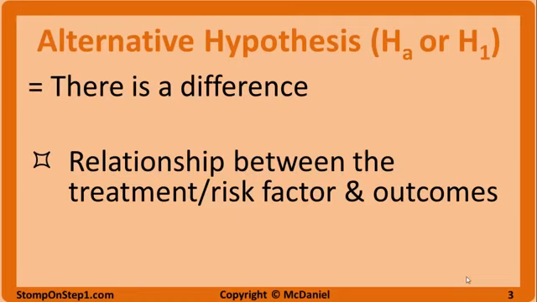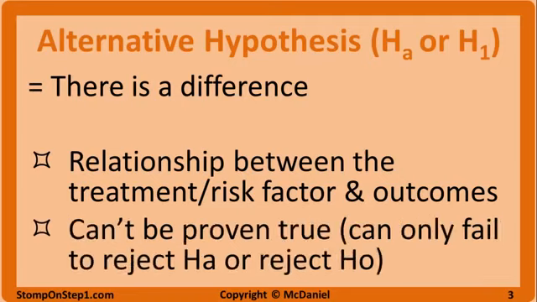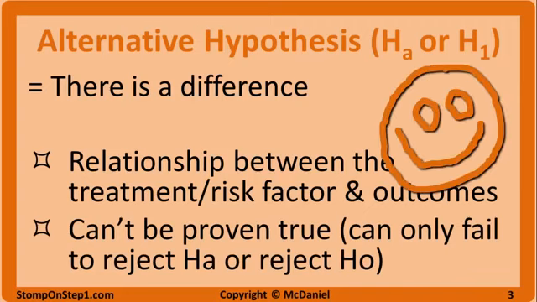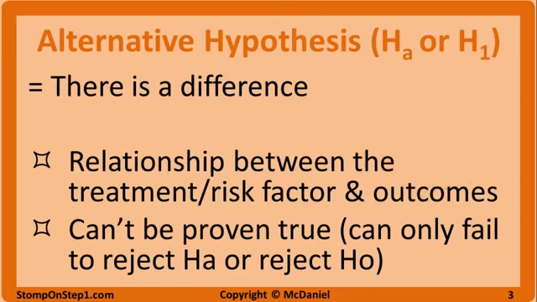As you might expect, it is the opposite of the null hypothesis. This hypothesis states that there is a difference between groups. The research groups are different with regard to what is being studied. In other words, there is a relationship between the risk factor or treatment and the occurrence of health outcomes. Obviously, the researcher wants the alternative hypothesis to be true. If HA is true, it means they discovered a treatment that improves patient outcomes or identified a risk factor that is important in the development of a health outcome.